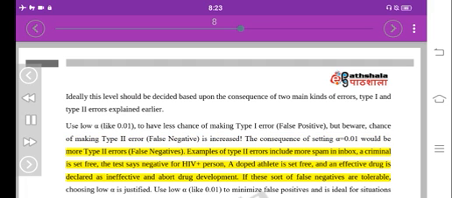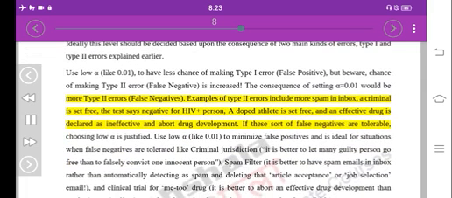Examples of type 2 errors include more spam in inbox, a criminal is set free, the test says negative for a HIV positive person, a doped athlete is set free, and an effective drug is declared as ineffective and drug development is aborted. If these sorts of false negatives are tolerable, choosing a low alpha is justified.